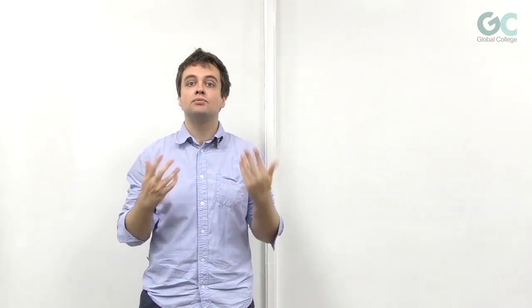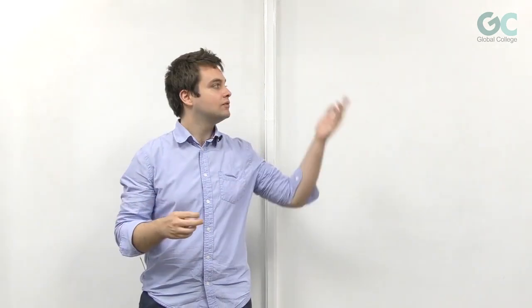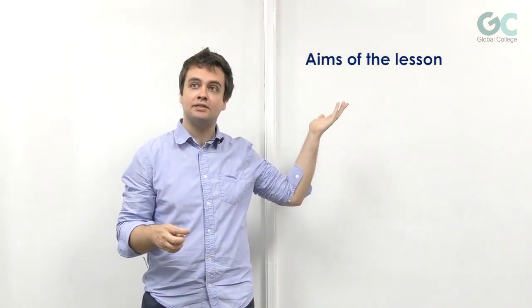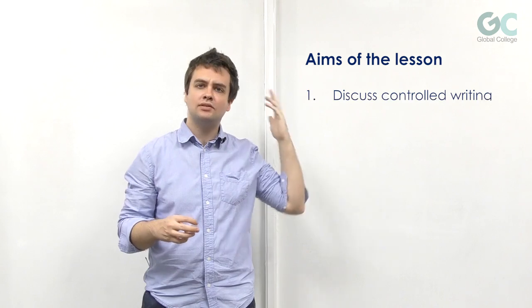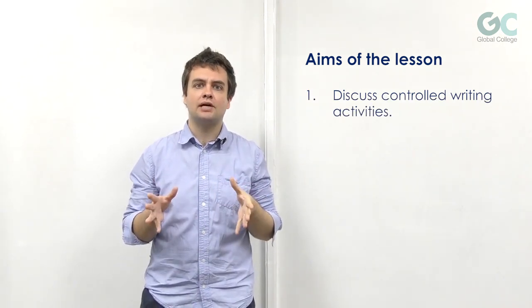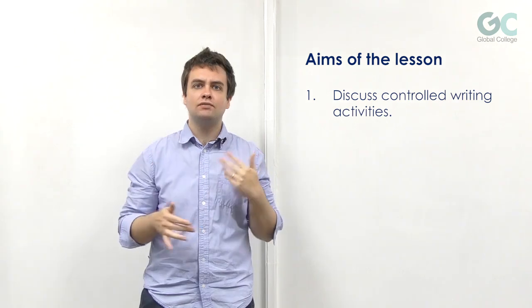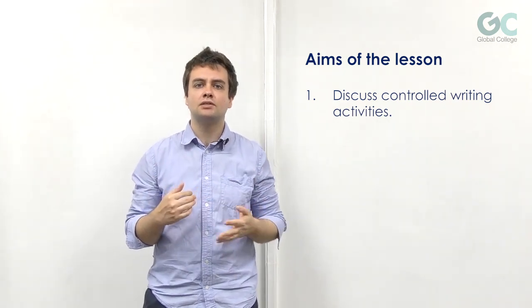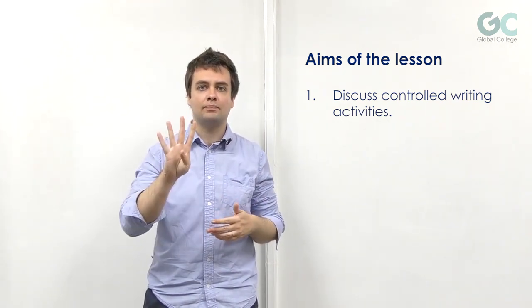Anyhow guys, this is module 6 and this is lesson 11 and we're going to be taking a look at writing activities. And of course we're going to get started with our aims of the lesson first. So our first aim for today's class guys is we are going to discuss controlled writing activities and we're going to look at some examples. Alright, so there are lots of different examples of controlled writing activities. I believe we're going to take a look at 4.